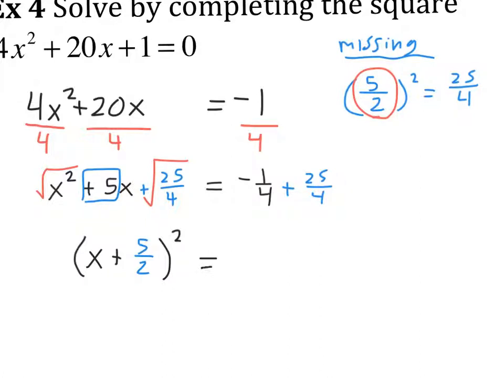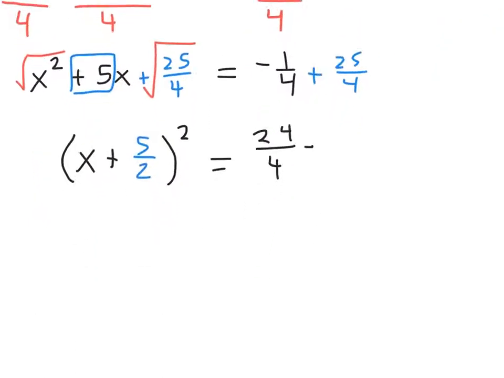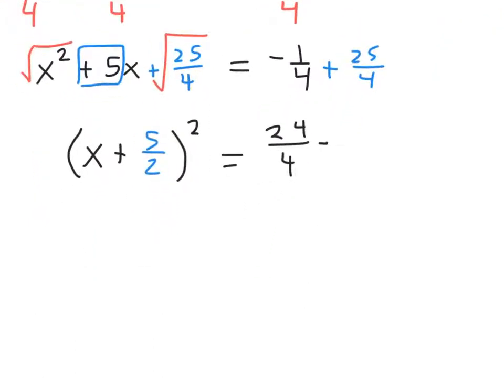And the right side actually cleans up pretty well because I have a common denominator already. So the numerator becomes 24. So 24 over 4, which is actually 6. So let's continue. I'm going to take the square root of both sides here. And then I get plus or minus radical 6.